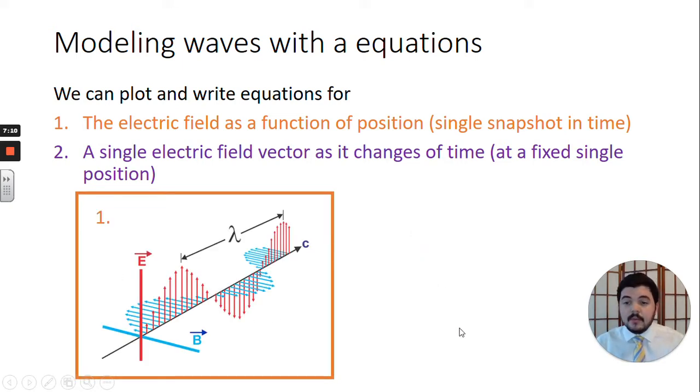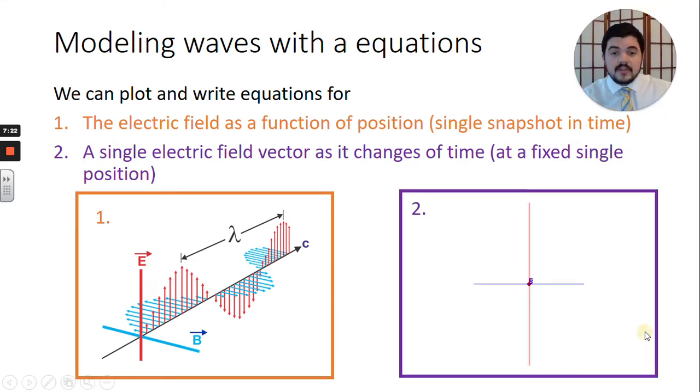And so number one here in orange, this is what your electric and magnetic fields as a function of position might look like. We can see the crest-to-crest distance represents the wavelength. This is opposed to number two, which is showing what happens if we want to watch two individual vectors evolve over time. So we can either watch one vector as time moves on, or we can look at all of them at one fixed point in time.